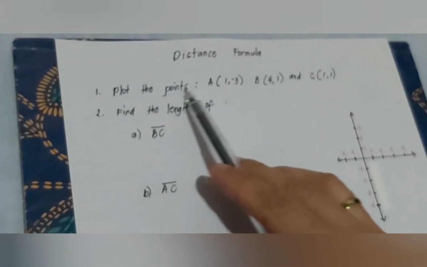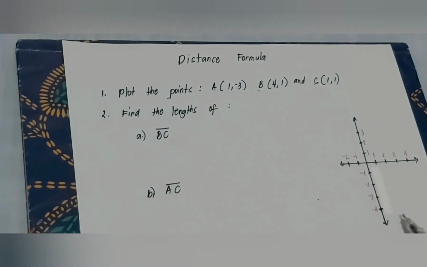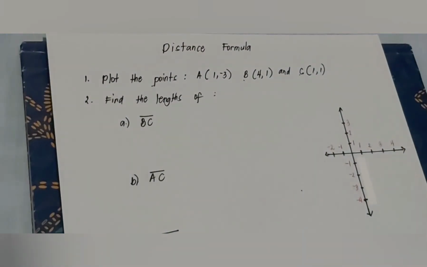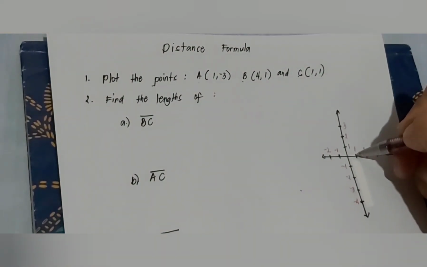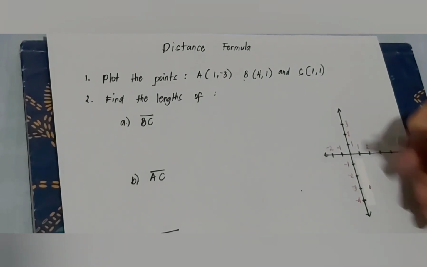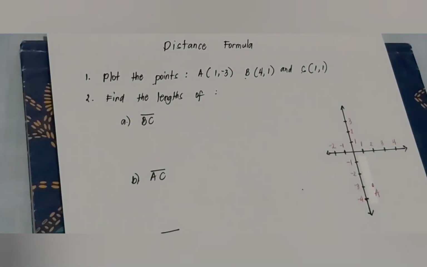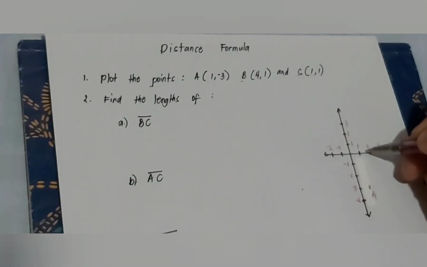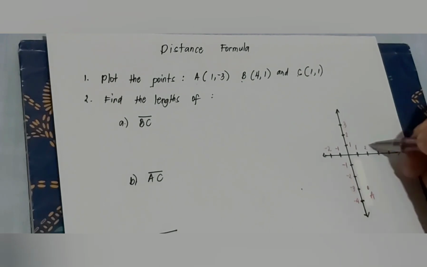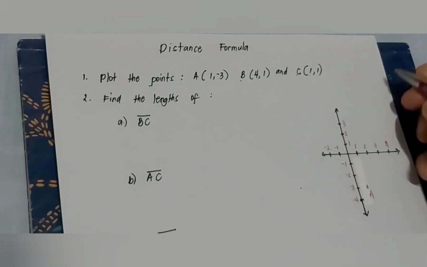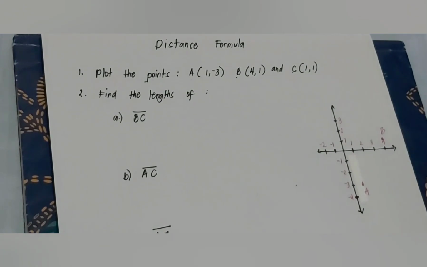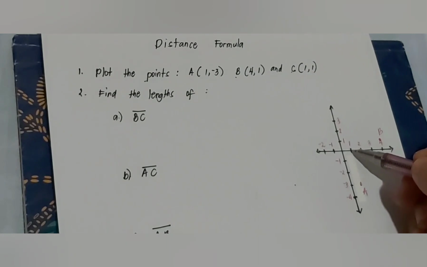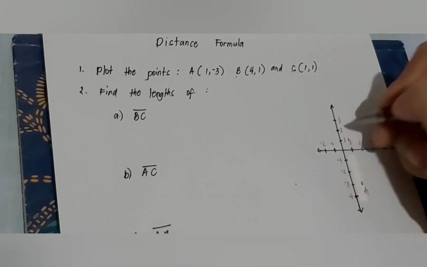Okay, let's plot the points A, B, and C into our Cartesian plane. So first is 1 and negative 3. Of course, this is positive 1, and then this is negative 3. This is our point A. And then 4 and positive 1. So positive 4 and positive 1. So this is our point B. And then our point C is 1 and 1. So 1 and 1. This is point C.